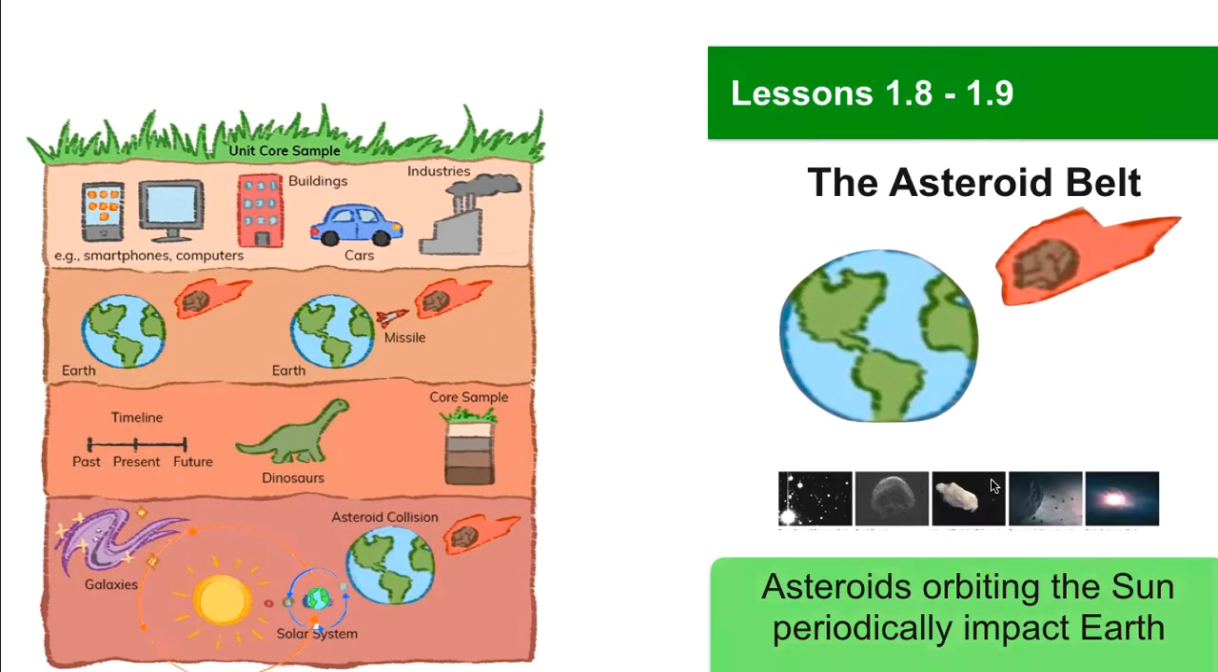Back in our own solar system, we look at the scale of different objects in it, including asteroids orbiting the sun in the asteroid belt. Could one of them hit us here on Earth? Has it ever happened before?